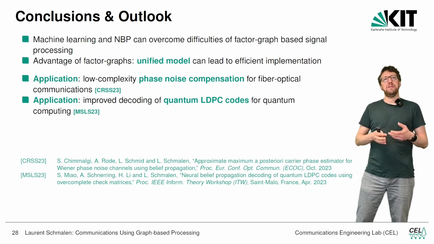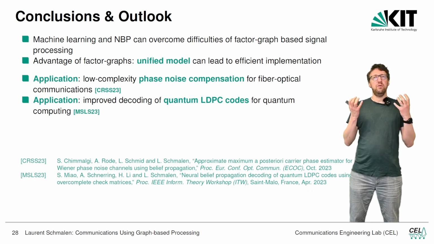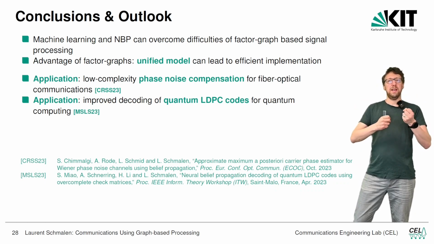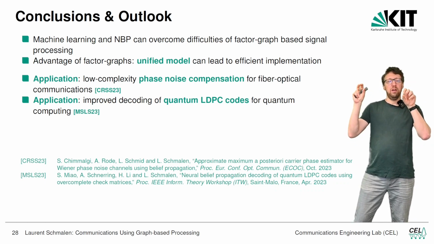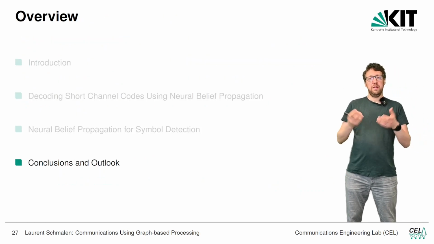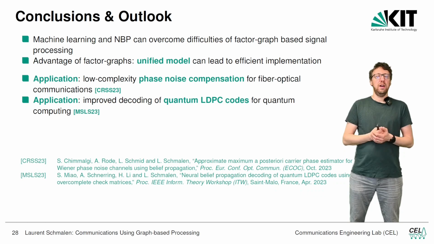The advantage of factor graphs is that we have a unified model, and this unified model can lead to very efficient implementation. It's a graph-based processing. We can define small computing elements that exchange information in a graph, which is very easy to implement and which hardware people actually like.